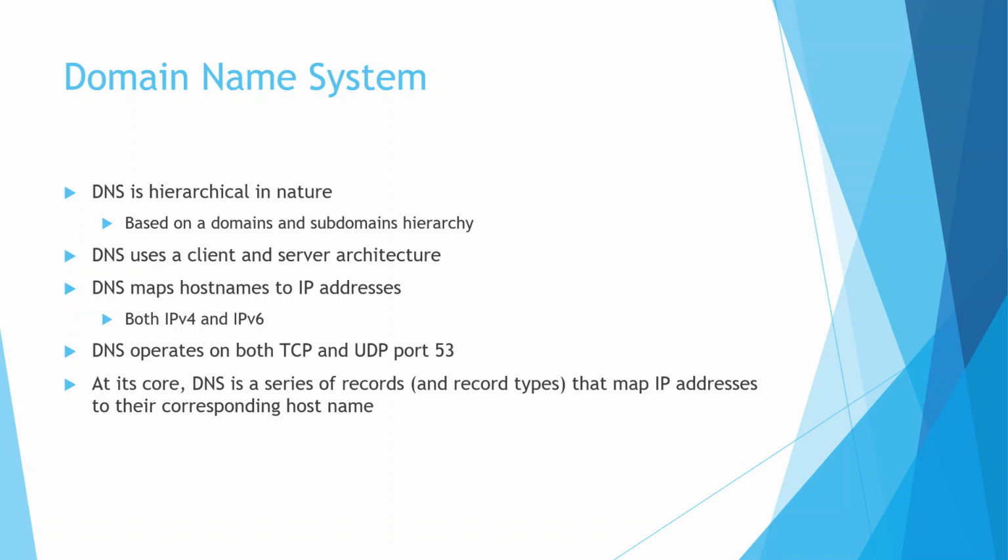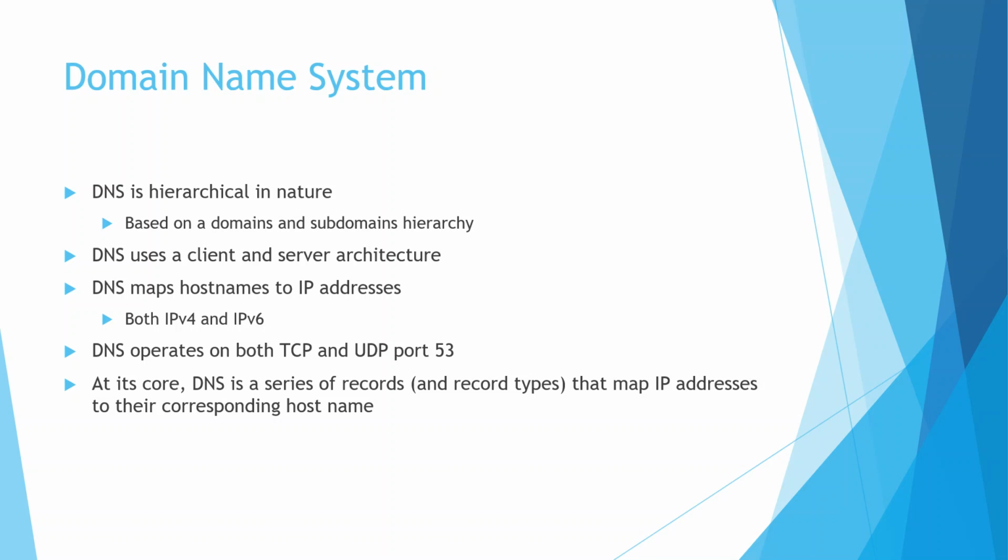And so IP address in this case doesn't necessarily mean only IPv4. In a lot of past lectures we've talked about specifically IPv4. Well, with DNS, it can map to IPv4 or IPv6. As far as ports, DNS will operate on both TCP and UDP port 53. We'll get into the reasons of why it would operate on TCP versus UDP and vice versa, but it does operate on both.